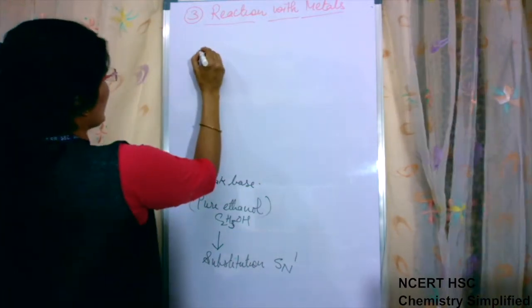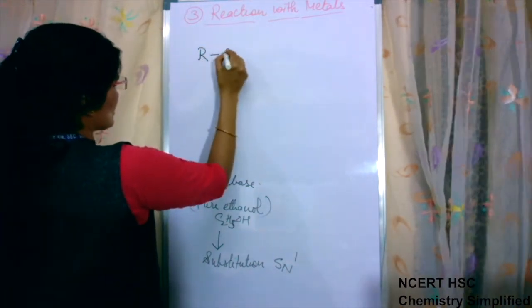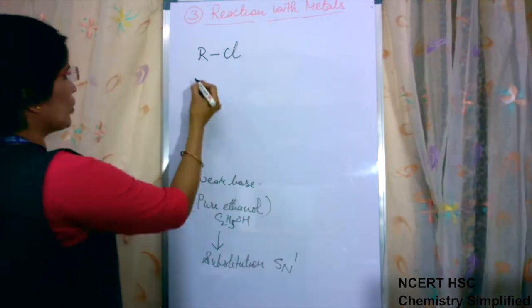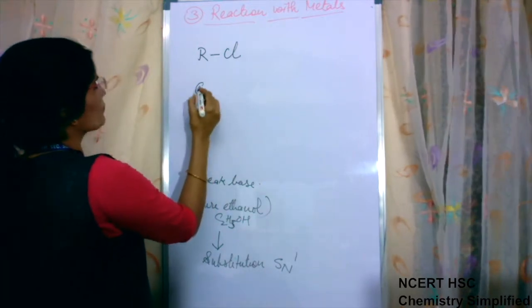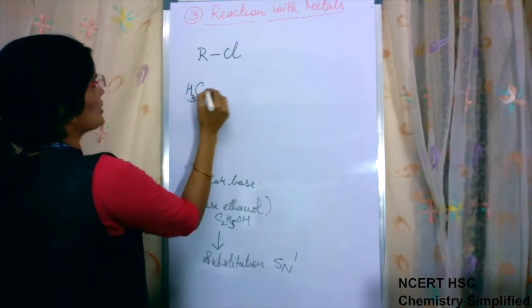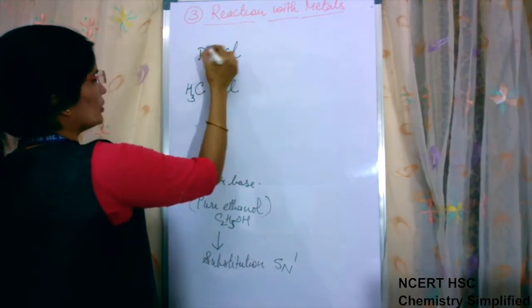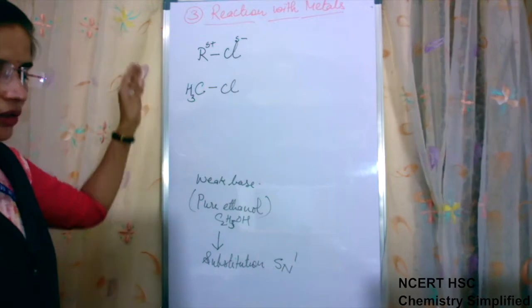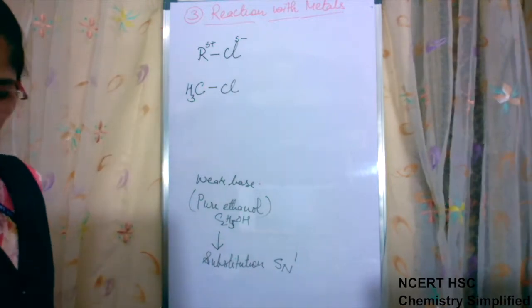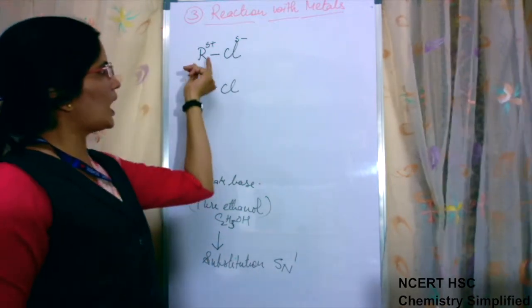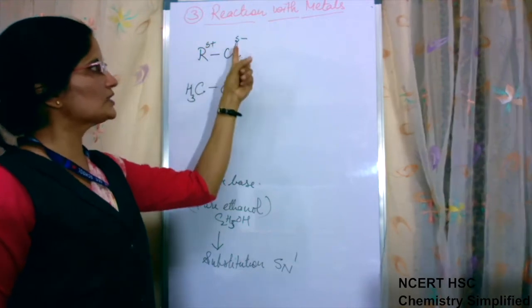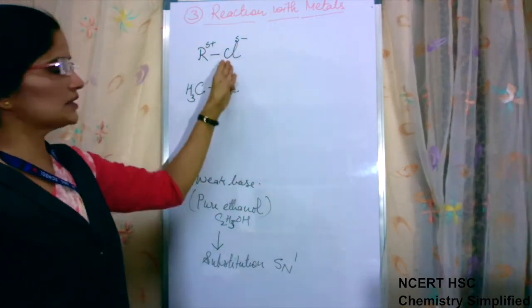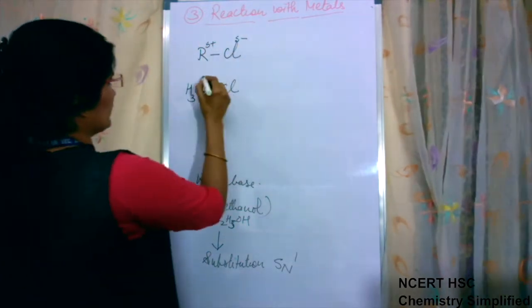When alkyl halides, in short I can write RCl. If you want we can write any formula also, CH3Cl. We know that this part is positive, this part is negative. In the whole organic chemistry, most of the time you will see that the R part bears positive charge and the group which is attached bears negative charge. Okay.